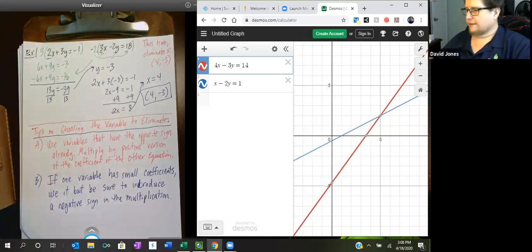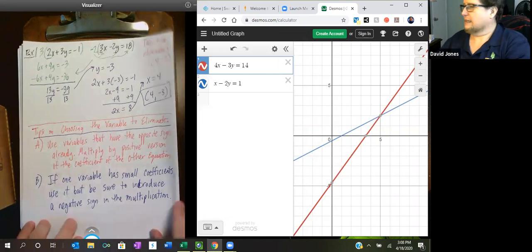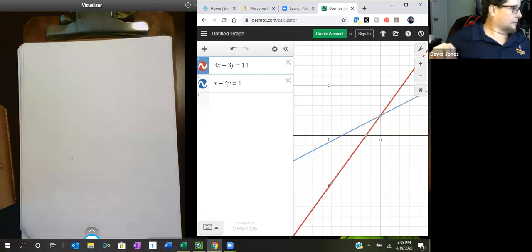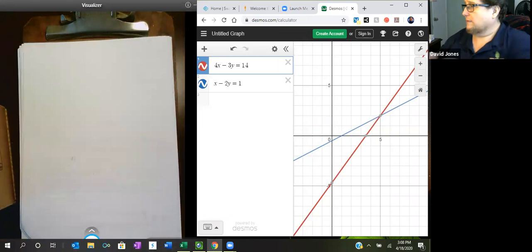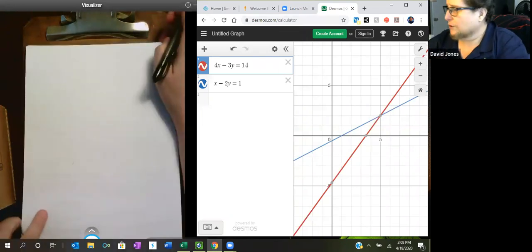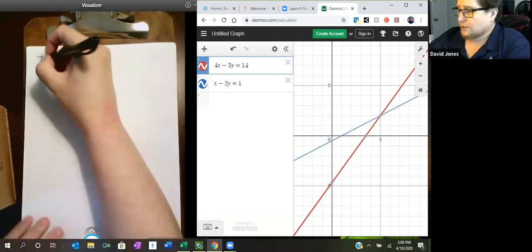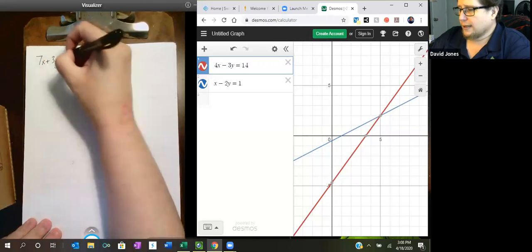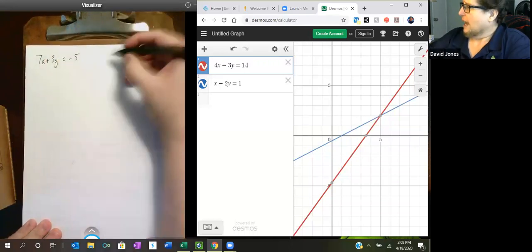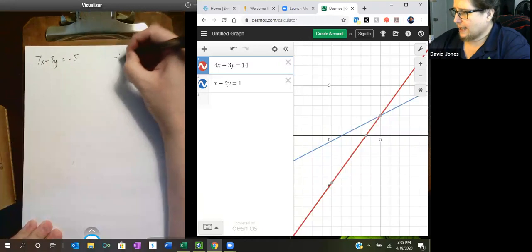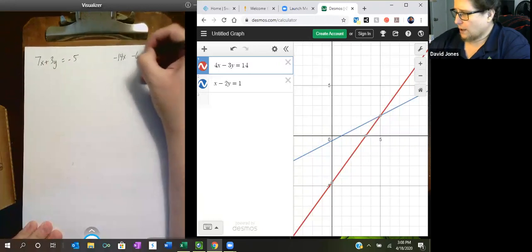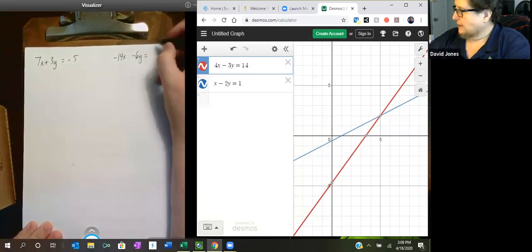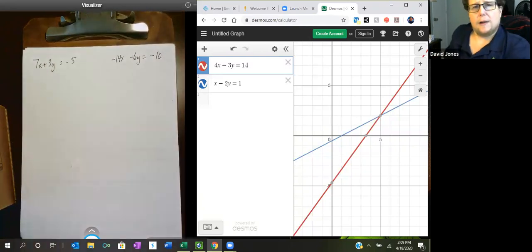Okay, you guys ready for another? I'll give you another one to start. You guys solve it and then we'll do it together. This one has 7x plus 3y equals negative 5. And we're going to have negative 14x minus 6y equals negative 10. Pause the video and go ahead and solve that.